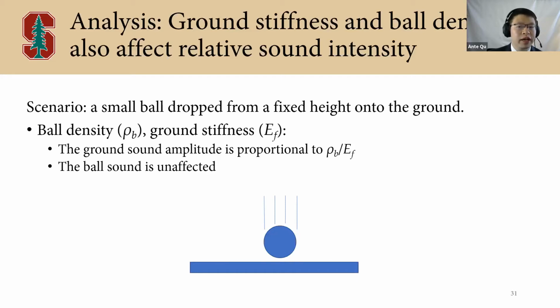And so here's some analysis on how the different parameters affect what you hear. Two parameters are ball density and ground stiffness. From our analysis, the ground sound is louder when you have higher ball density or lower ground stiffness. The ball sound is actually unaffected by these parameters.